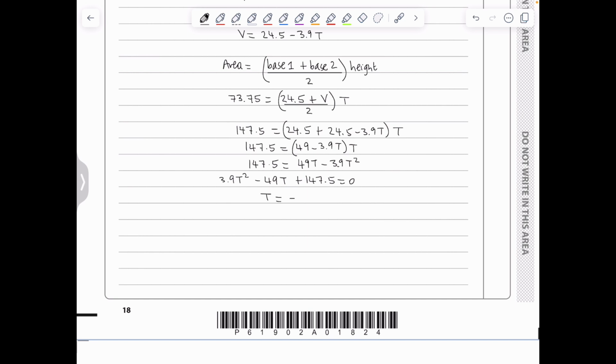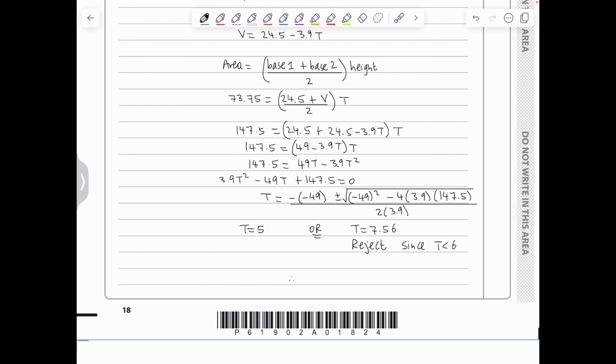So T is negative minus 49, plus or minus the square root of minus 49 squared minus 4AC, all divided by 2A. So I will be dividing by 2 times the 3.9. This gives an answer for T which is 5, or the other answer is T is equal to 7.56. However, remember that in the question we were told that T is less than 6, and therefore I reject 7.56, and we conclude that the time taken was 5 seconds.